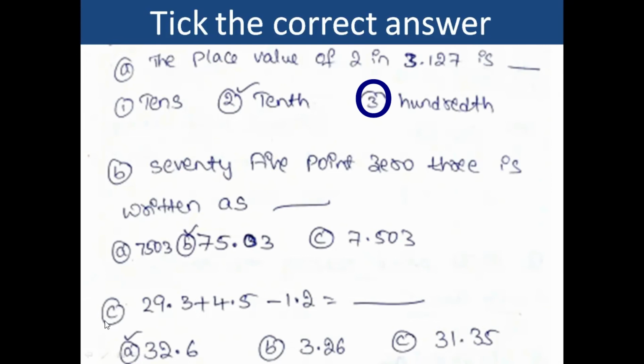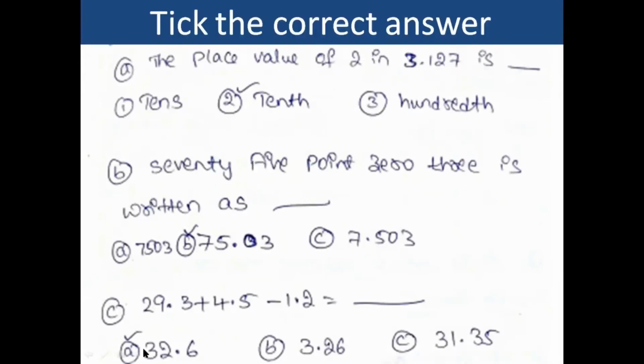In C1, 29.3 plus 4.5. We have to add. We'll get 33.8, minus 1.2. Answer is 32.6. Answer is tick the A1.